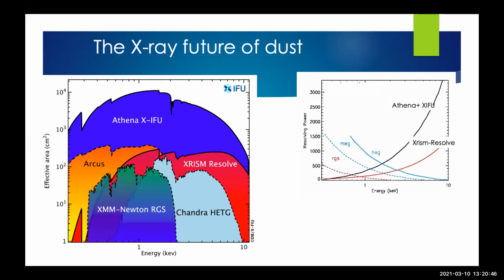On the right-hand side, on the other hand, we see the resolving power. We see RGS, MEG, and HEG specialized in the soft energy range, while XRISM and Athena will provide a 5 electron volt resolution and a 2.5 electron volt resolution at energies above 2 keV. So Arcus will also have a constant resolving power of about 3,000 in the energy range below 1 keV.